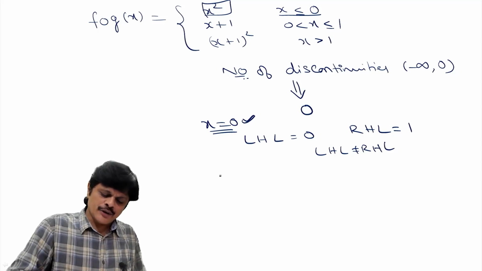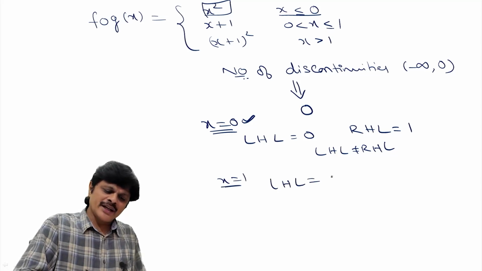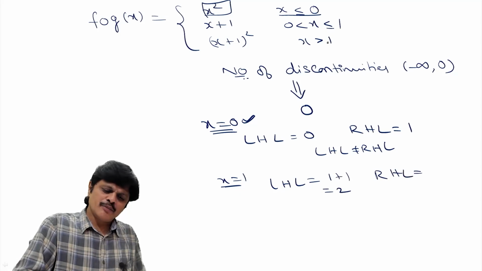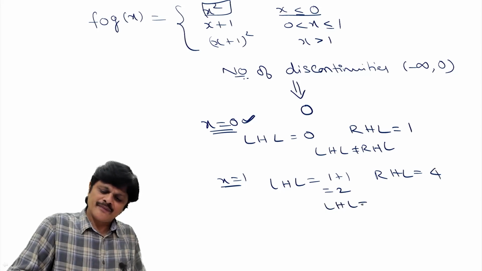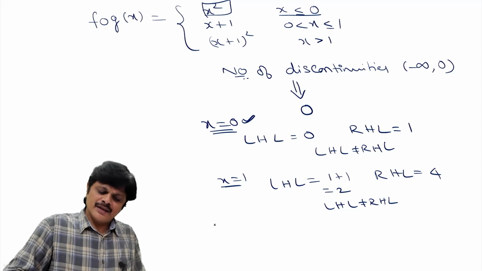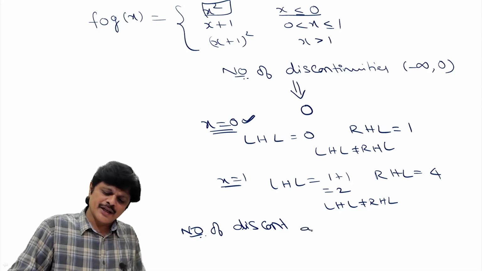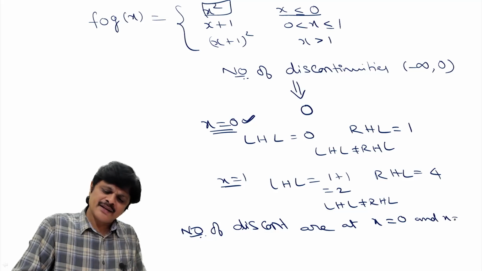And again at 1 you have to check. At x equal to 1, what is the left hand limit? Put 1 in this, 1 plus 1, that is 2. What is the right hand limit? Put 1 in this, 1 plus 1, 2 square, that is 4. They are not equal. So for the total function, the number of discontinuities would be 2. What are they? They are at x equal to 0 and x equal to 1.